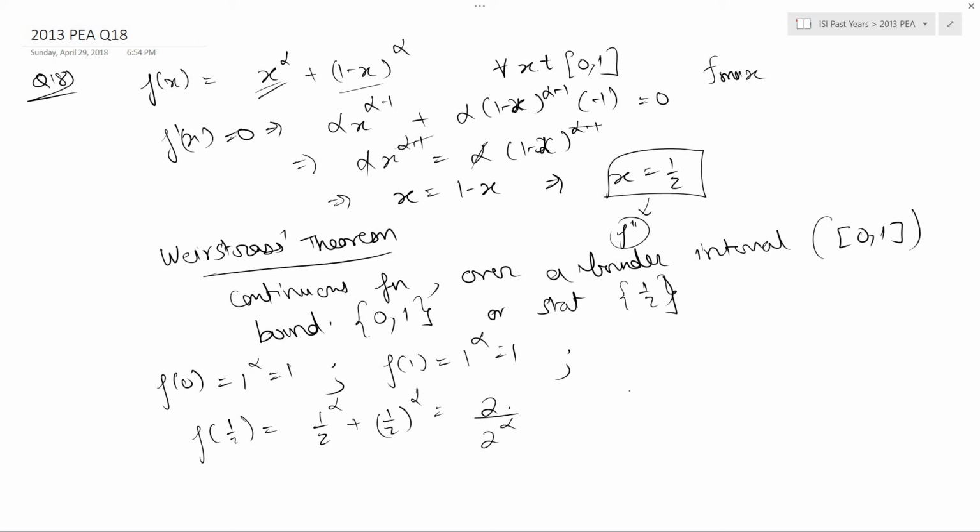Now we have been given that alpha is a value between 0 and 1. Alpha strictly lies between 0 and 1. So 2 to the power alpha will be a value which is less than 2. So this implies 2 by 2 to the power alpha will be a value which is greater than 1. So hence our f of half is a maxima. So f of half gives the maximum value. So this is the f max that we have been looking for.